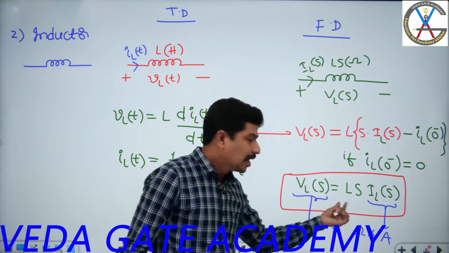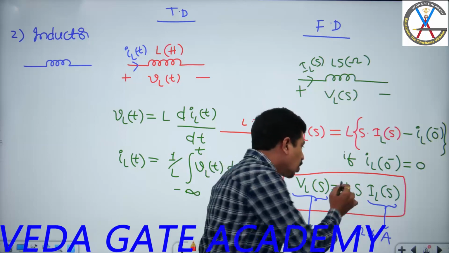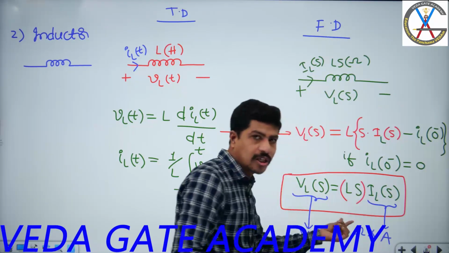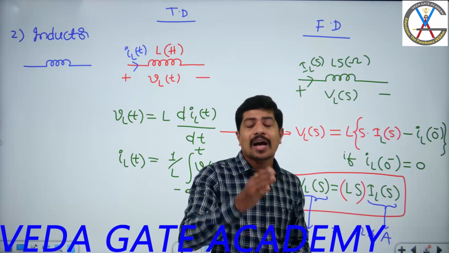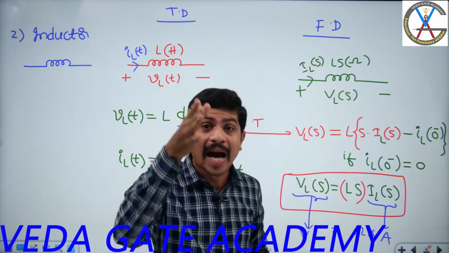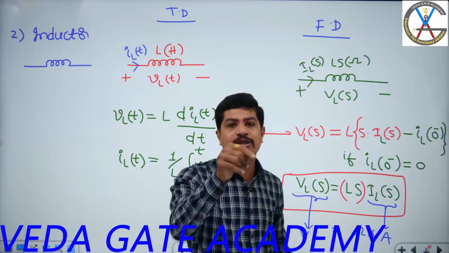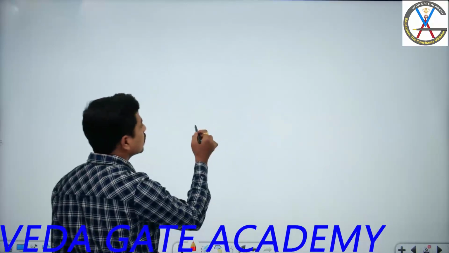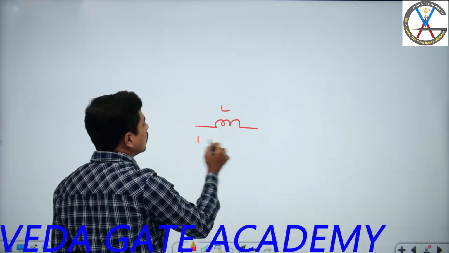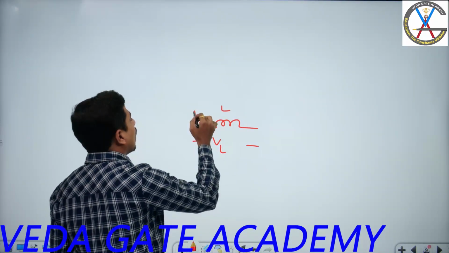V is equal to amps into ohms. Why? Because there are no derivatives here, no integrations here. Therefore, this is amps, this must be ohms. It means I can apply Ohm's law directly for an inductor in the S domain. I'll ask you one thing here. This is L, this is VL, this is IL.